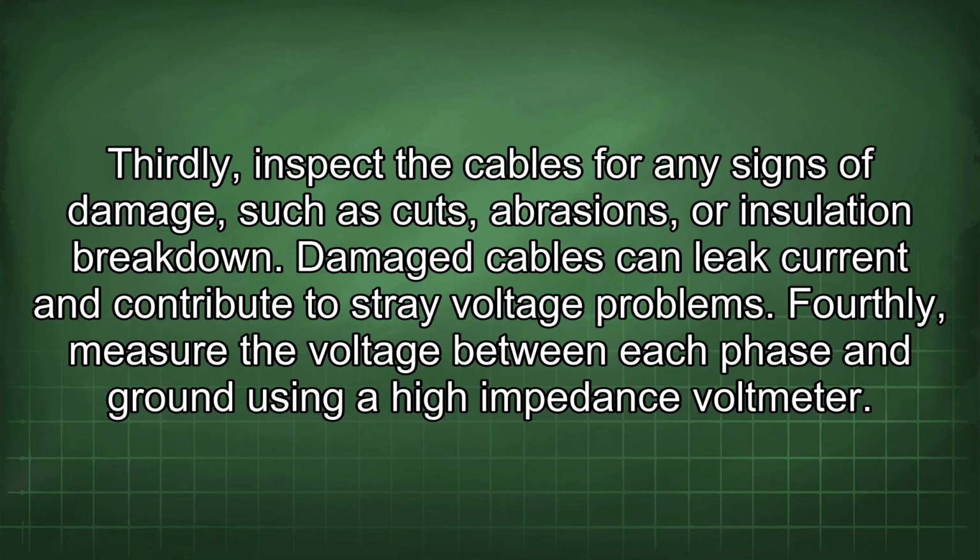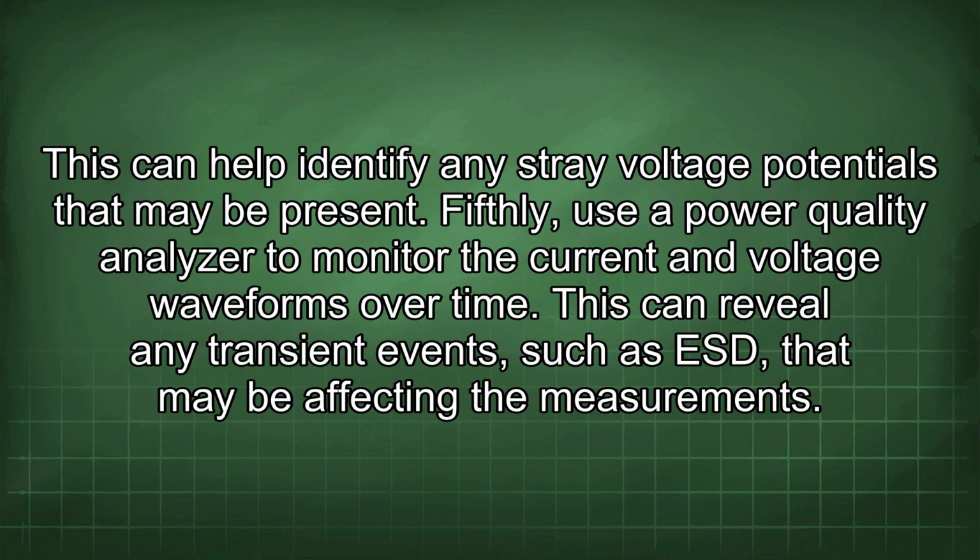Damaged cables can leak current and contribute to stray voltage problems. Fourthly, measure the voltage between each phase and ground using a high-impedance voltmeter. This can help identify any stray voltage potentials that may be present. Fifthly, use a power quality analyzer to monitor the current and voltage waveforms over time. This can reveal any transient events, such as ESD, that may be affecting the measurements.